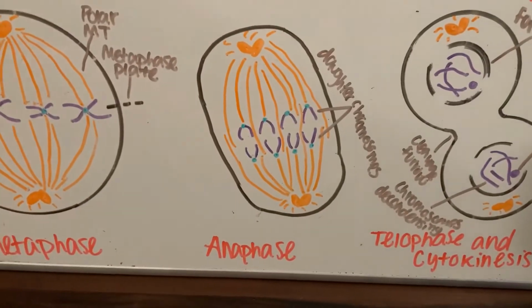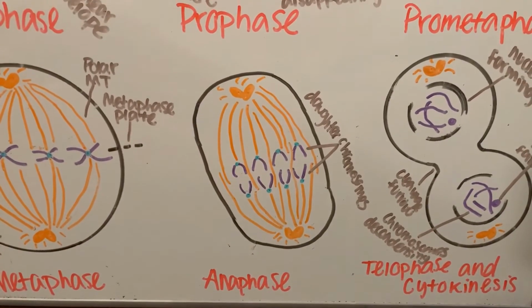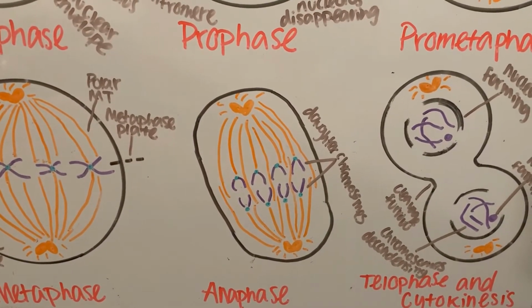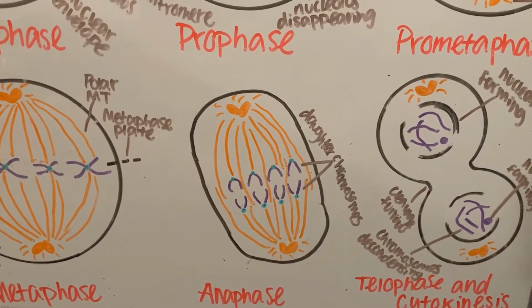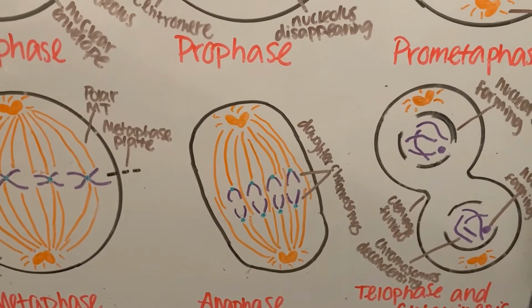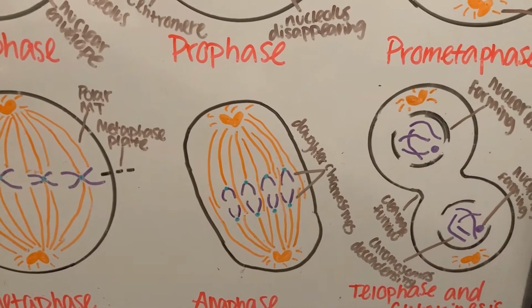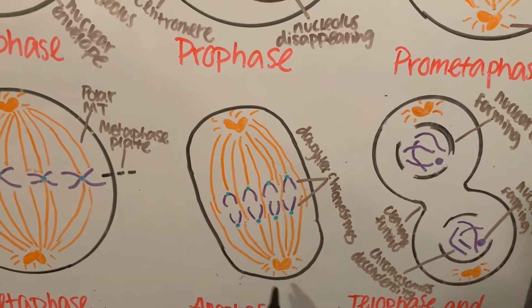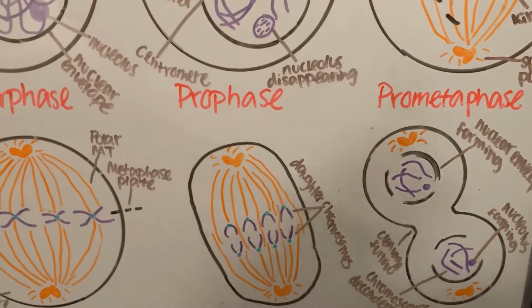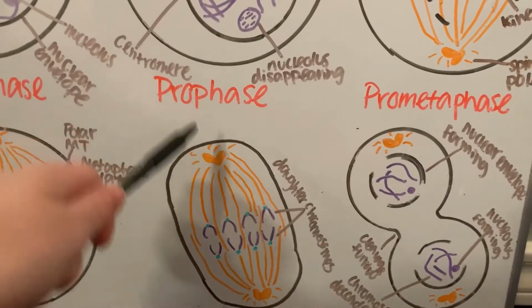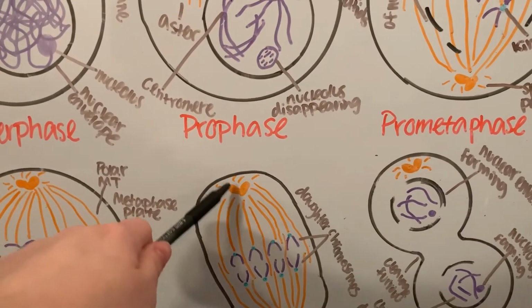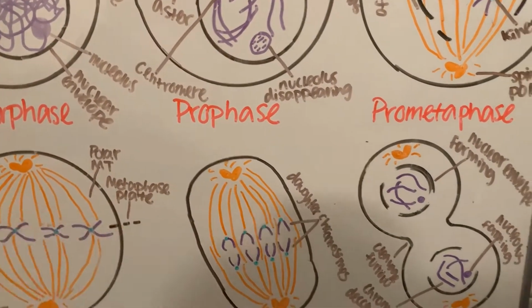And then we go on to anaphase. And in anaphase, two sister chromatids of each chromosome separate and begin moving toward opposite poles. And so in anaphase A, the chromosomes are pulled by their centromere first. And then in anaphase B, the poles move away from each other. So you can see it kind of looks like the cell is elongating.